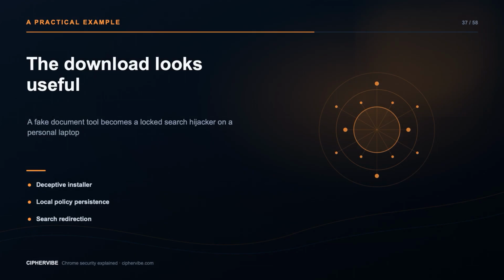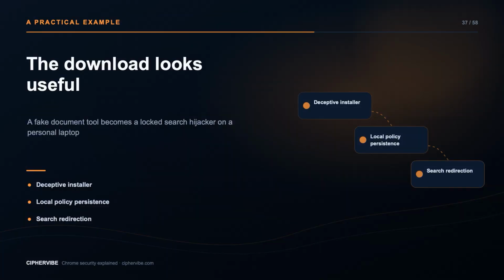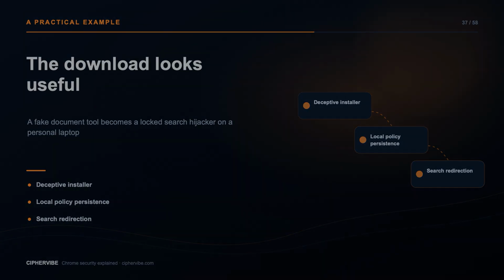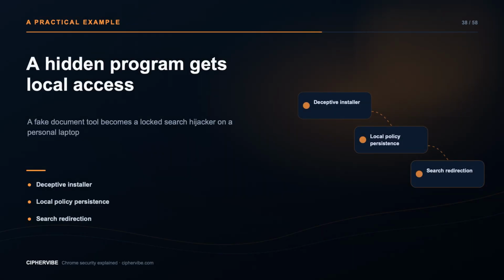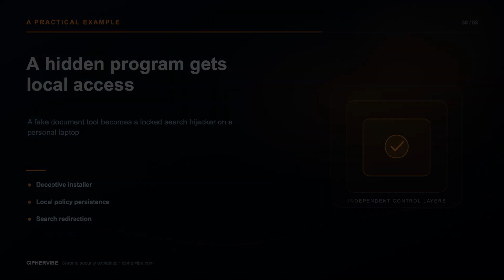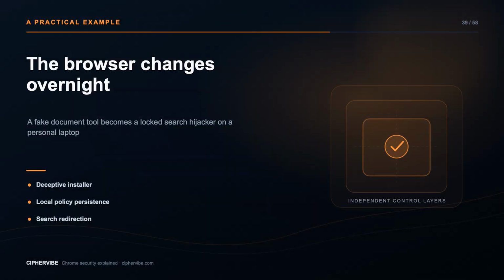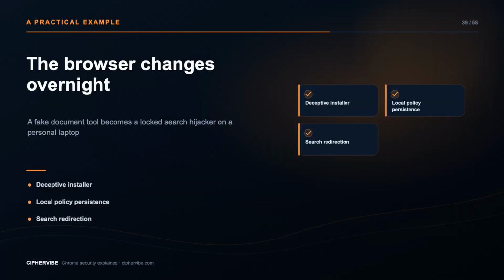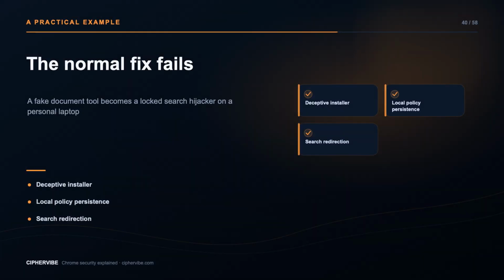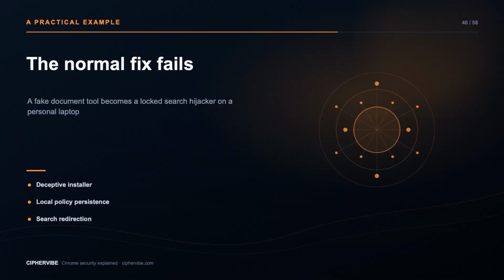A user installs a free document converter from an advertisement and accepts the default bundled options without reviewing them. The bundle installs a background component that writes Chrome policy values and points to a companion extension. The next morning, new tab shows an unfamiliar search page and ordinary searches travel through an unknown domain. The extension page lists the add-on as administrator installed, so the user cannot remove it with the usual button.